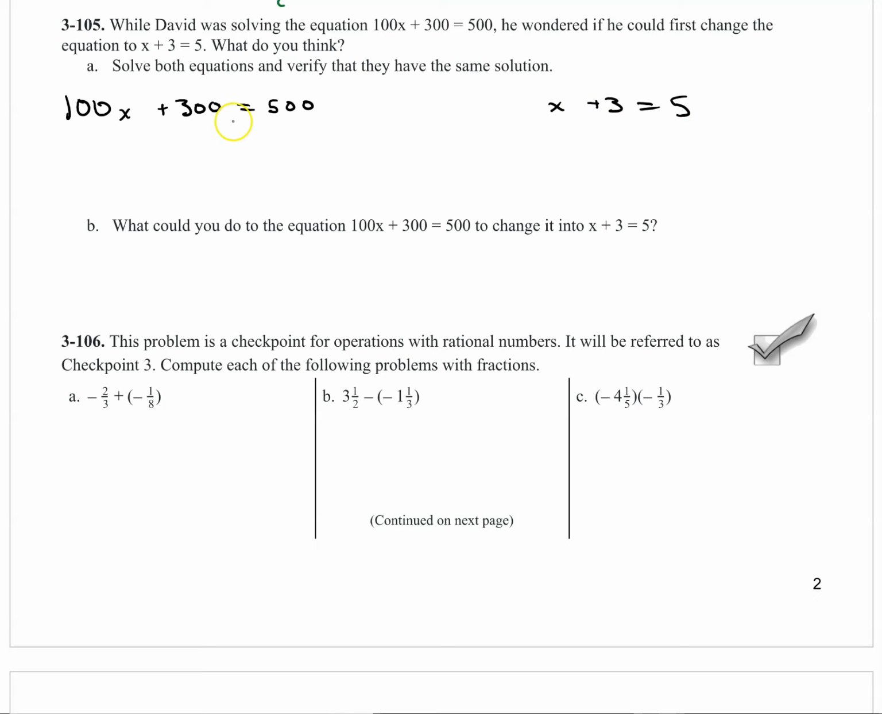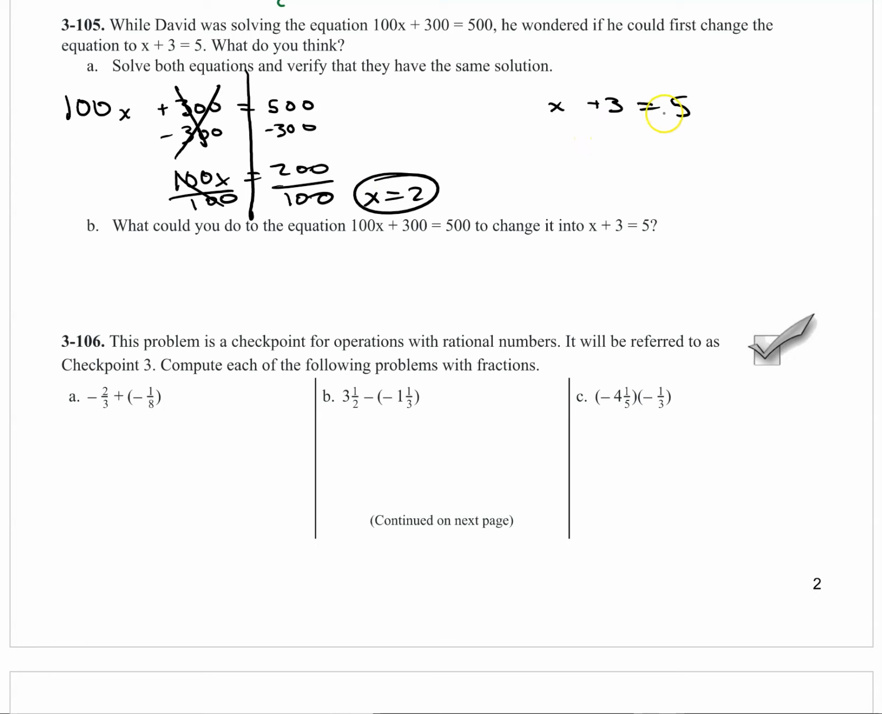Let's try it. On this one, let's solve for x. Solve for x, make x alone. So step 1 would be take away 300 from both sides. To make a zero pair, that's going to cancel. We have 100x equals 500 minus 300 is 200. Then we divide both sides by 100. 100 goes into 200 2 times. So the answer is x equals 2.